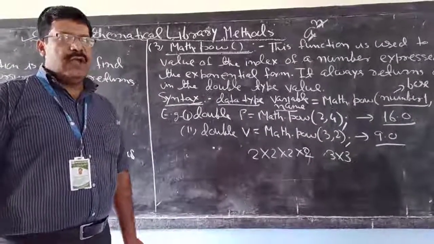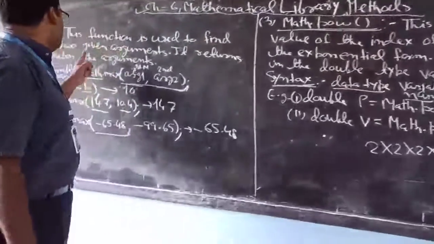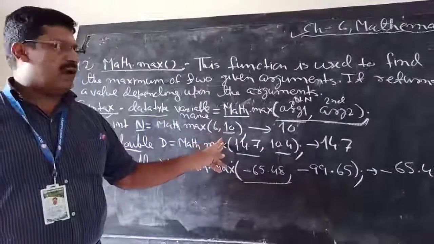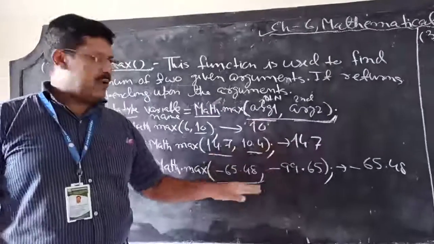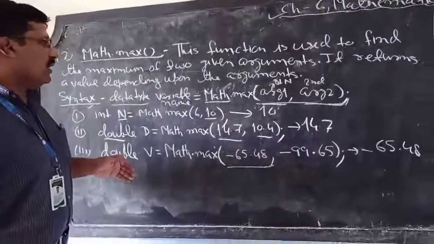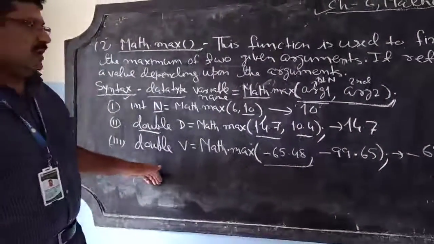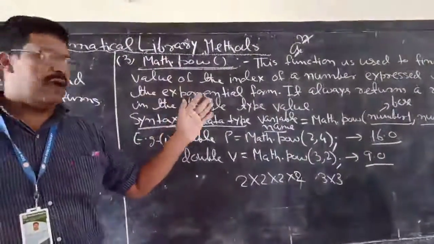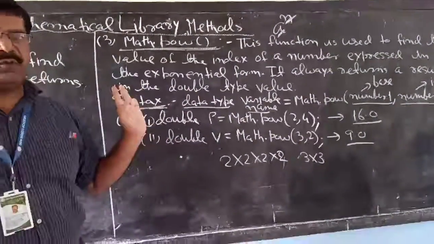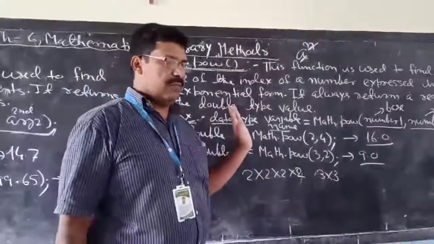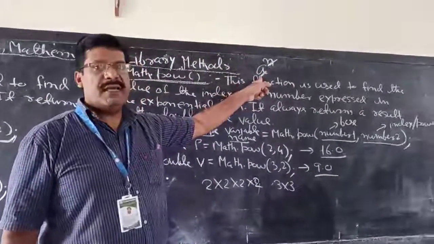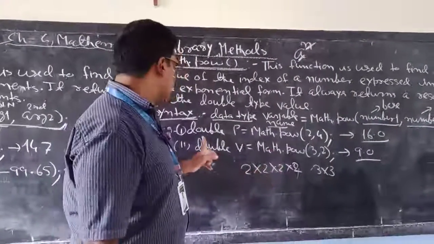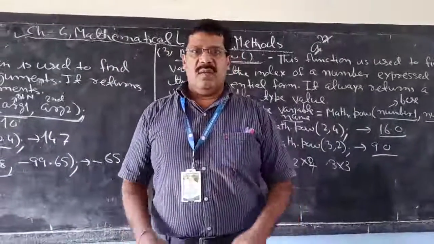So in today's class, we have discussed two mathematical functions. First one was the Math.max function. It is used to return the maximum number, the bigger number out of two arguments. Its return type depends on the data type of the value it returns. And the second function we discussed is the Math.pow function. This function is used to find the value in exponent form. Exponent form is power form. Here the number is called the base, or it is called the number, and power is called the index or power. And its return type is always double. Learn both the functions. Thank you.